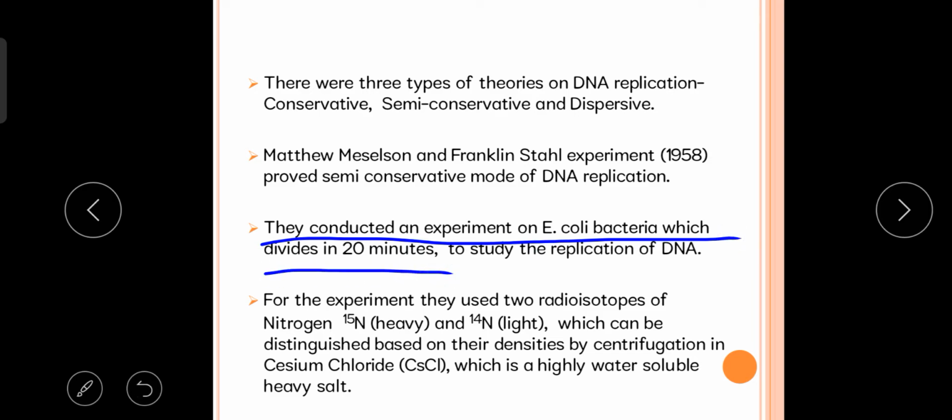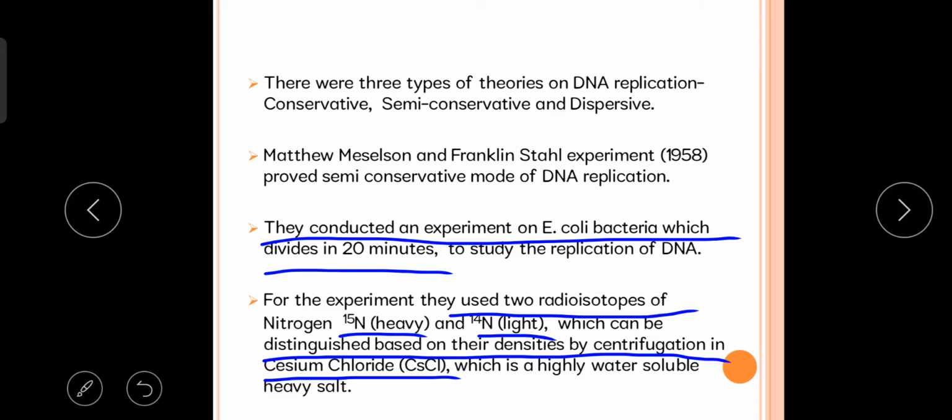For this experiment, Meselson and Stahl used two radioisotopes of nitrogen. One is 15N, which is called the heavy isotope, and one is 14N, the light isotope. These two isotopes of nitrogen can be distinguished based on their densities by centrifugation in cesium chloride.